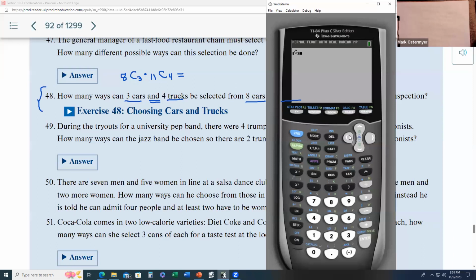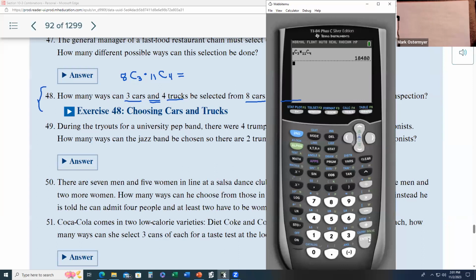Whoops, I keep forgetting that. Times 11 in combination with 4. You don't have to enclose these inside parentheses like I was doing earlier. There's nothing wrong in doing that, but I don't think it's needed. And that should give us our answer.